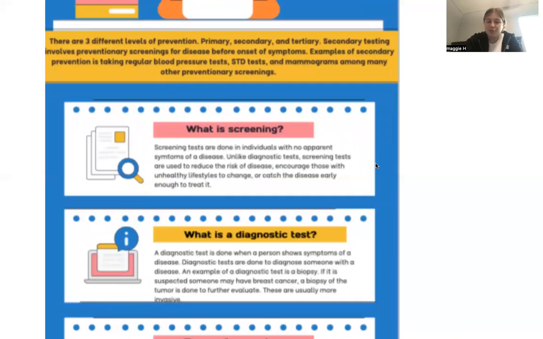So screening tests are used to reduce the risk of disease and encourage those with unhealthy lifestyles to change, and potentially catch a disease early enough in order to treat it before symptoms and complications get really bad. Sometimes with a diagnostic test, symptoms may already be super bad, so they might not have a very good prognosis.